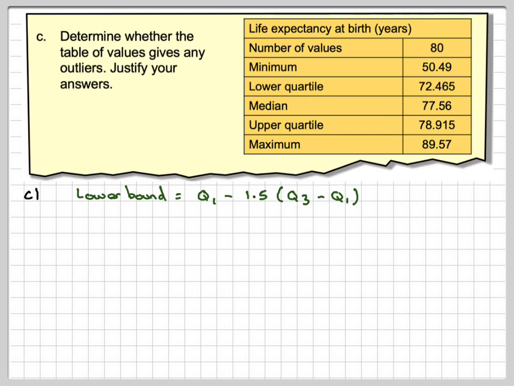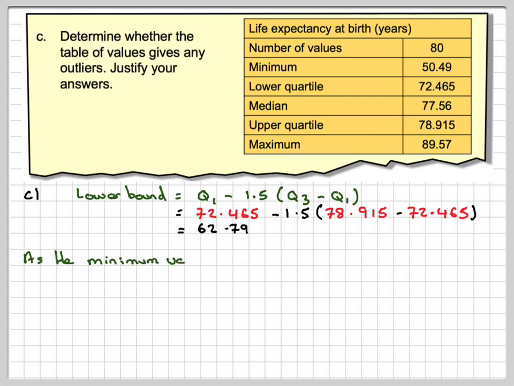So Q1 from the data is 72.465 minus 1.5 times the upper quartile, which is 78.915, minus the lower quartile, which is 72.465. On the calculator, that gives you 62.79. So we now take the minimum value here. As the minimum value is 50.49 from the table, which is less than 62.79, then it is going to be considered as an outlier.